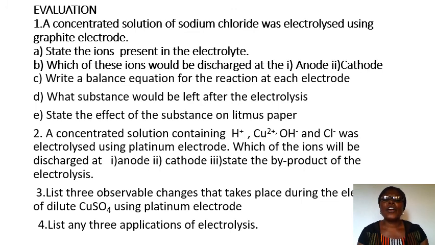Number 2. A concentrated solution containing hydrogen ion, copper 2 ion, hydroxide ion, and chloride ion was electrolyzed using platinum electrode. Which of the ions will be discharged at I, anode, II, cathode? III, state the byproduct of electrolysis. Number 3. List 3 observable changes that take place during the electrolysis of dilute copper 2 tetraoxosulphate 6 using platinum electrode. Finally, list any 3 applications of electrolysis.